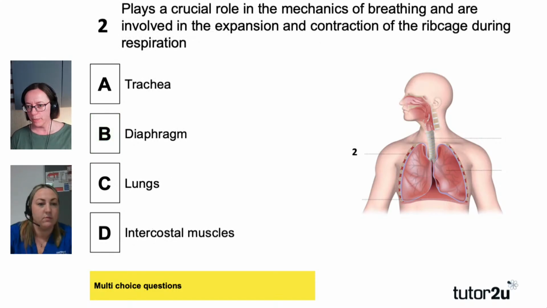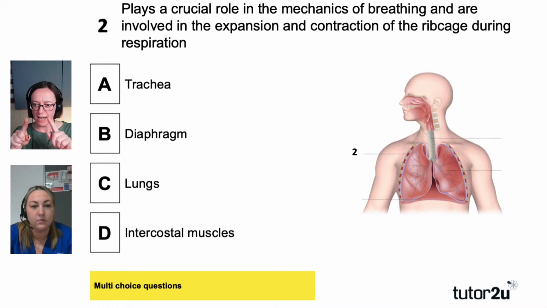Okay, the next one, number 2. I'm not sure if you can see where it's pointing to. It's pointing to like a red piece where it alternates between grey and red around the outside of the lungs. So plays a crucial role in the mechanics of breathing and are involved in the expansion and contraction of the rib cage during respiration. Is this A, trachea, B, diaphragm, C, lungs, or D, intercostal muscles?